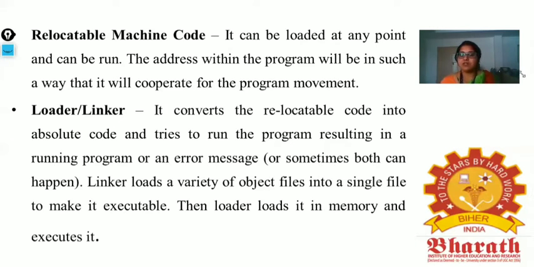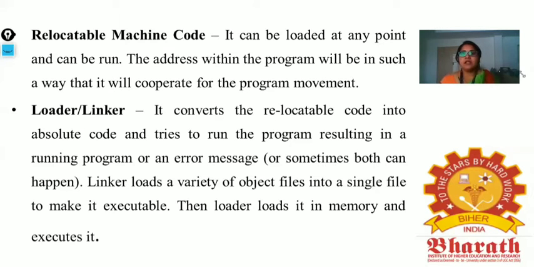Next is the loader or linker. It converts relocatable code into absolute code, which is what we want as an output. And it tries to run the program, possibly resulting in an error. If any error message results, it will be corrected again. Then the linker loads a variety of object files into a single file and makes it executable. And then finally it loads it into memory and executes it.